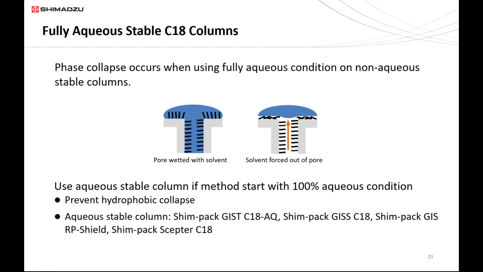Some of the Shimadzu aqueous stable columns include the Shimpact GIST C18AQ, Shimpact GISS C18, Shimpact GIS RP Shield, and Shimpact Scepter C18. Each of these columns has their unique properties besides being aqueous stable.